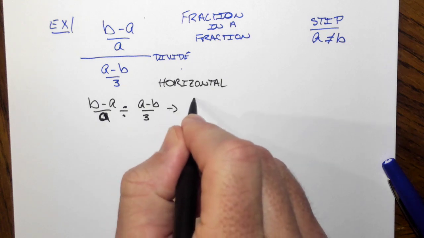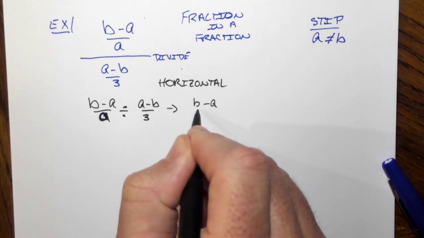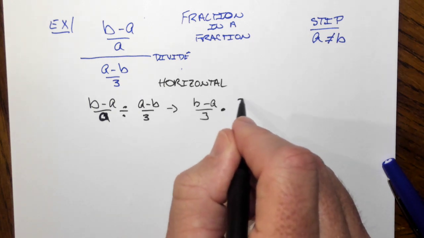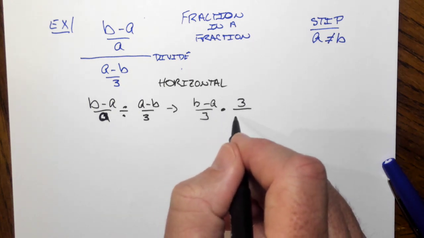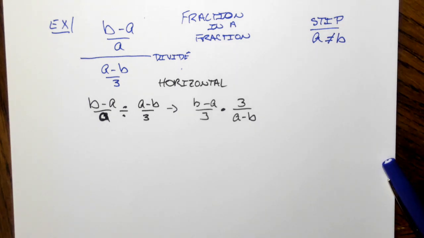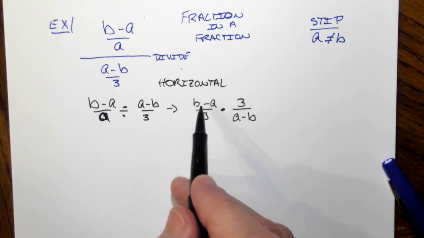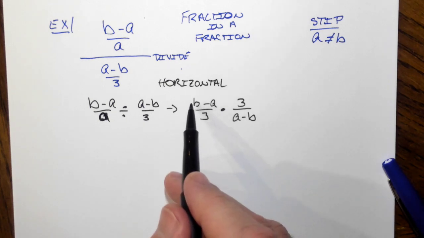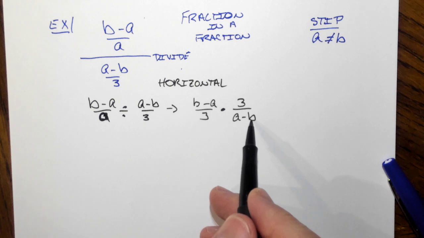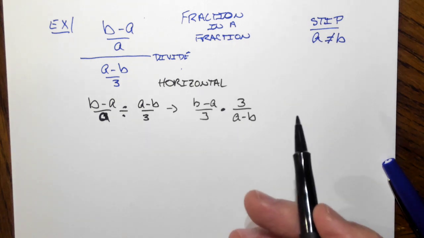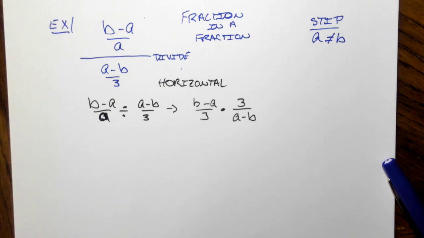So, B minus A over 3. Change it, flip it. 3 over A minus B. Now, we look, man, those look real similar, but they're not quite, because it's positive B, negative B. Negative A, positive A. They are complete opposites in sign.